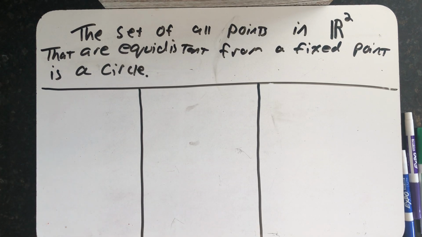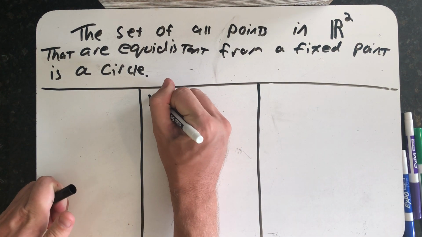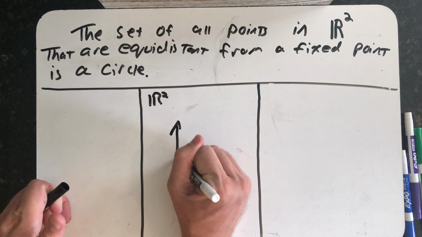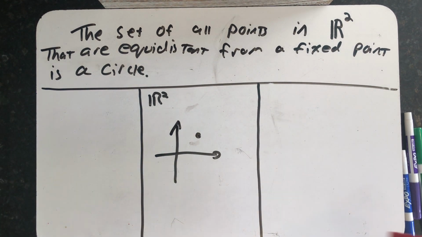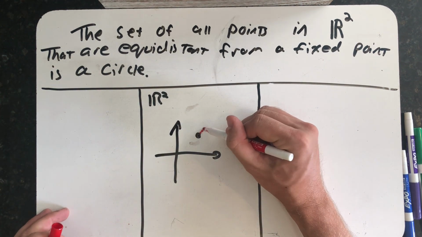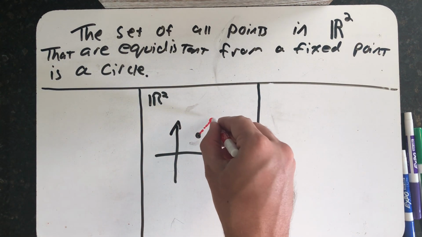I have what I hope is a familiar definition written on the top of the board. The set of all points in R2, the plane, that are equidistant from a fixed point is a circle. So when I'm thinking about R2, if I fix a point, and then I imagine taking all of the points that are the same distance away from that given point, I end up getting a circle.